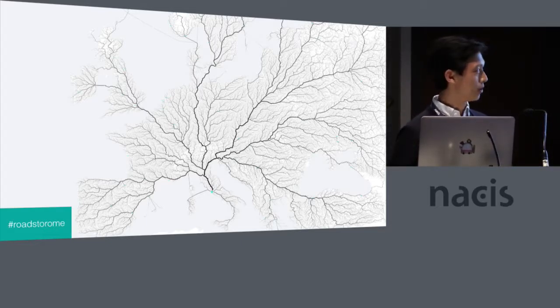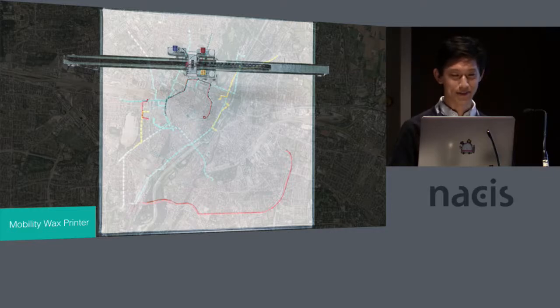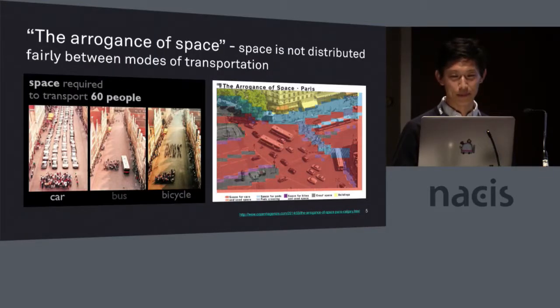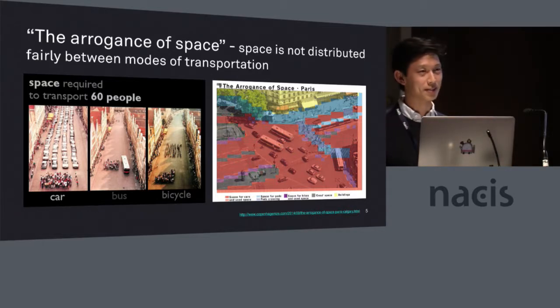For example, do all roads lead to Rome? And they end up in visualizations like this. Or can we 3D print mobility patterns of a city with wax? So we built a 3D wax printer, which kind of does that. But most recently, we asked this question about the arrogance of space.